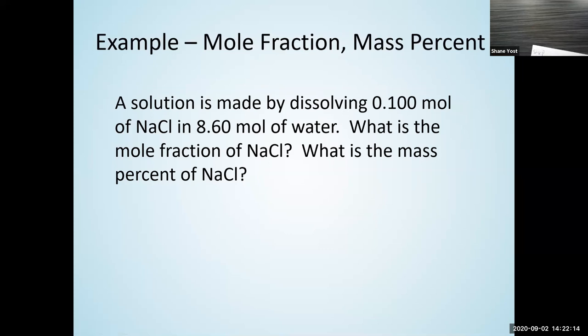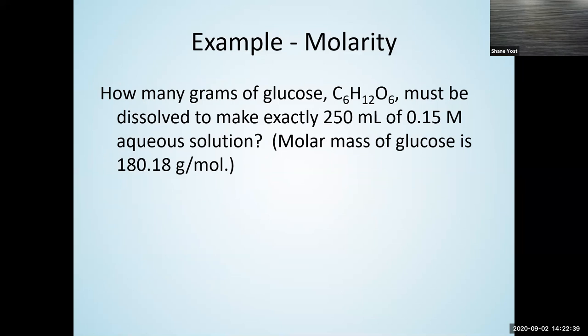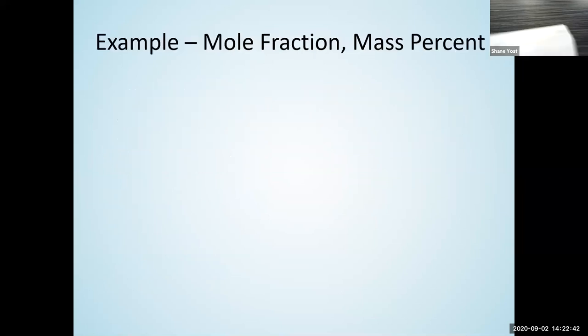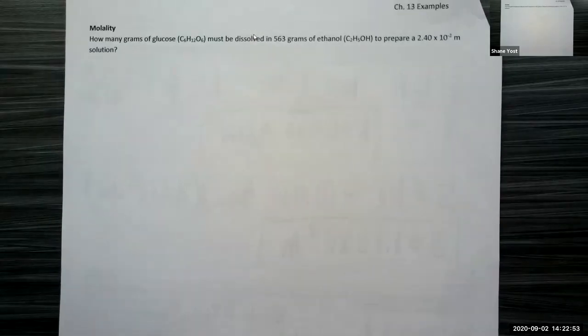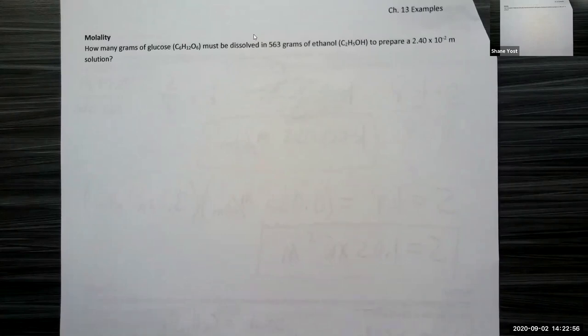So next, we're going to do molality. I skipped molality on the slides, but let's do that example next. Let me put this up. We'll first do this question: how many grams of glucose must be dissolved in 536 grams of ethanol to prepare a 2.4 times 10 to the minus 2 molal solution?